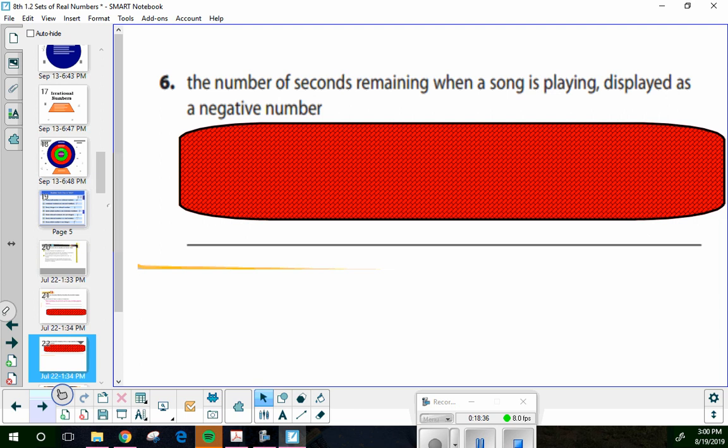The number of seconds remaining when a song is playing, displayed as a negative number. So it starts out with, there's like -3 minutes left, then -2 minutes left, until you count down, and at 0, the song's over. So where would that go? Can you have a decimal in a second? Yes, so where would that go? Rational. Okay.